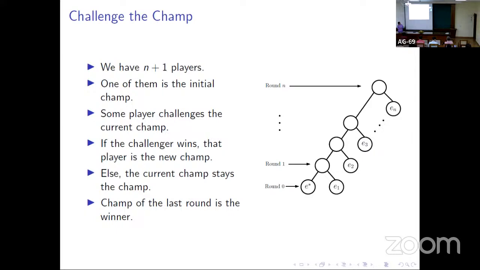Here we can see that this is the seeding. In which order these players come and challenge matters. So this is the seeding, and this is the format: Challenge the Champ.